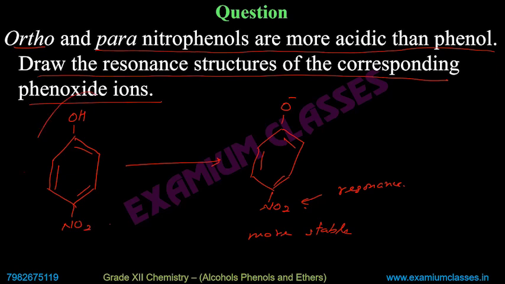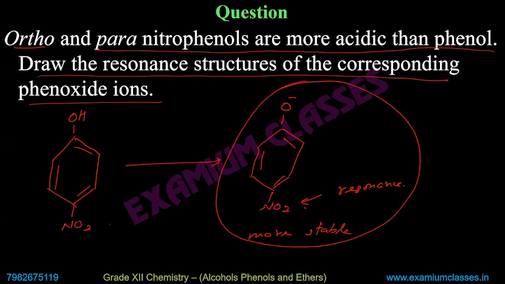It means these nitrophenols, ortho or para, are more acidic. Why more acidic? Means they are losing hydrogen. This reaction is showing the acidic character of phenol or nitrophenol, whether ortho or para, because hydrogen is going away. So it means acidic character increases due to higher stability of the product.